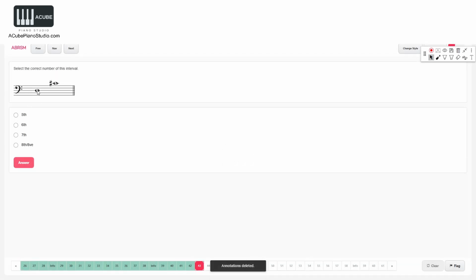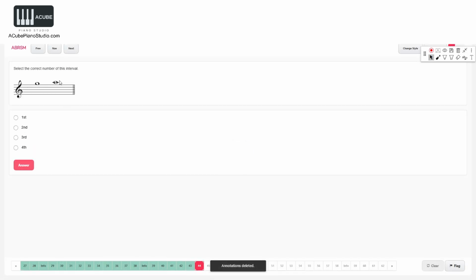Okay, next from D to C sharp. So this is 1, 2, 3, 4, 5, then 6, then 7. Okay, so it's the 7th. Okay, next, this is just adjacent notes. This is first, this is second. So this is the next note. So it's a second apart. Again, this is a second apart, F, then G.